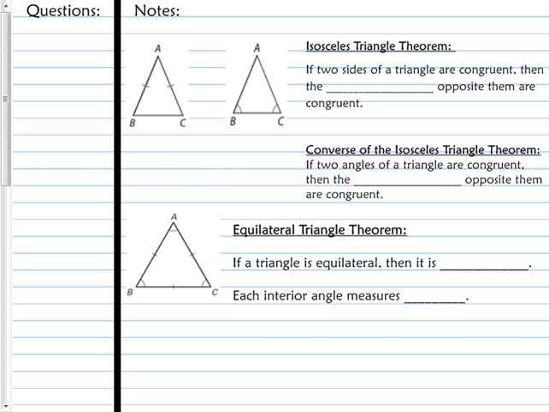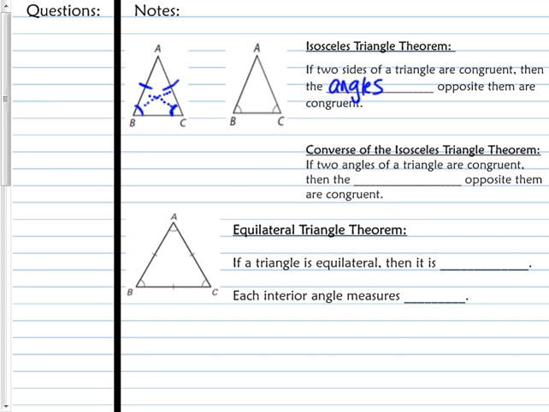If 2 sides of a triangle are congruent, then the angles opposite them are congruent as well. So this side right here is congruent to that side. So the angle opposite this side, if you follow it over, is this angle right here. And the angle opposite this side is this angle right there. So if the 2 sides are congruent, the angles opposite those sides are also congruent.